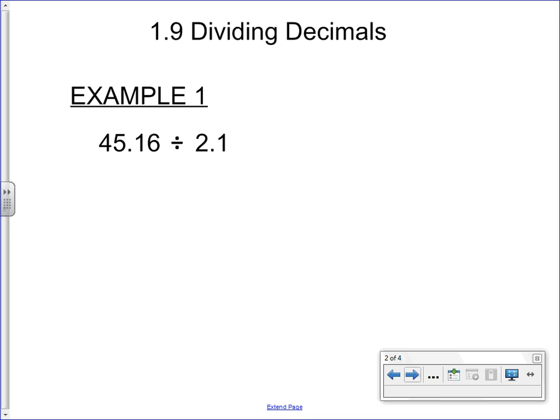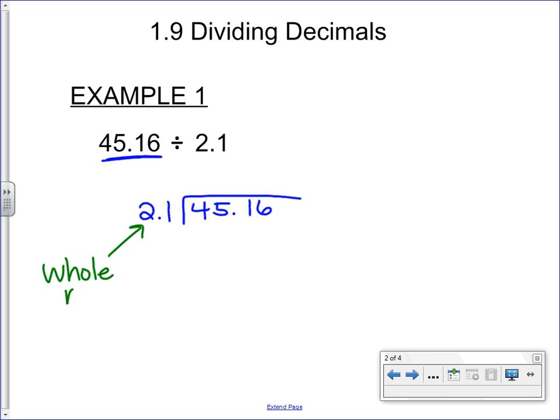In the first example, we are dividing 45.16 by 2.1. We set it up similar to when we're dividing whole numbers. This first number is the one that goes inside the division symbol. And we're dividing that by 2.1, which goes on the outside. When dividing decimals, the important thing to remember is that this number is what we want to be a whole number.